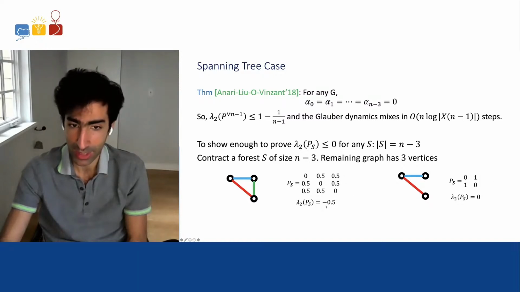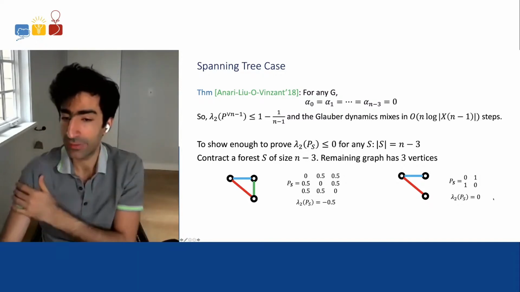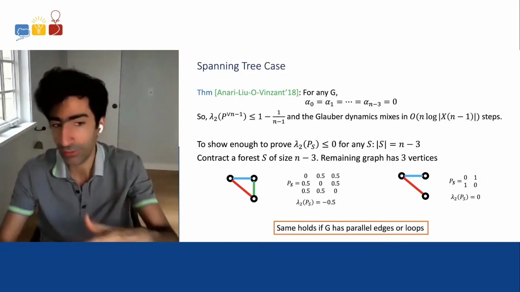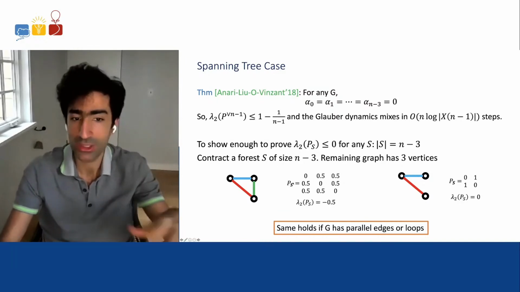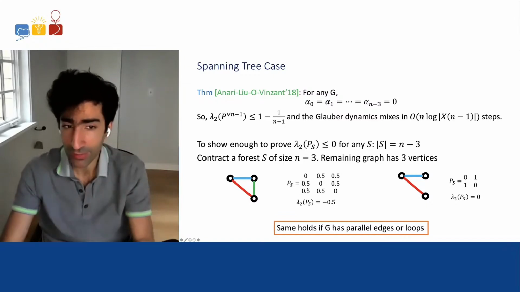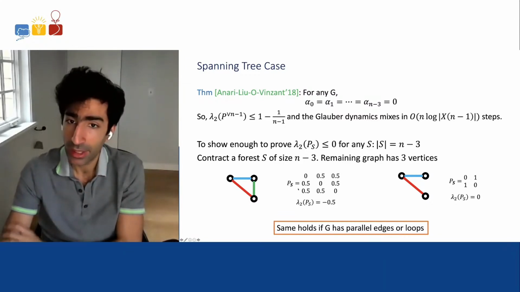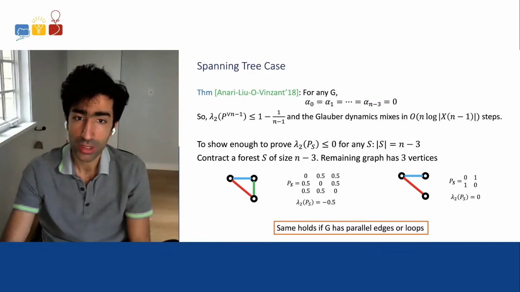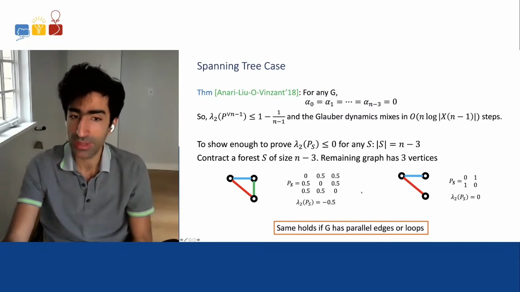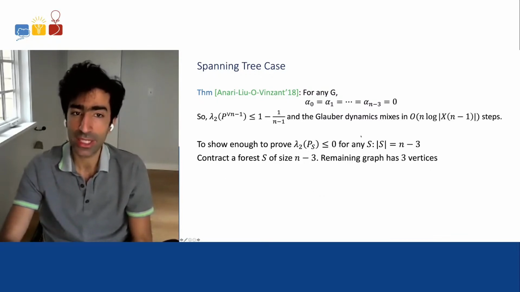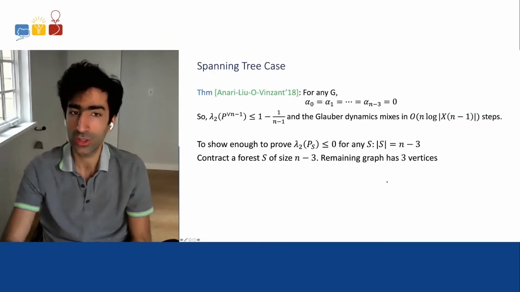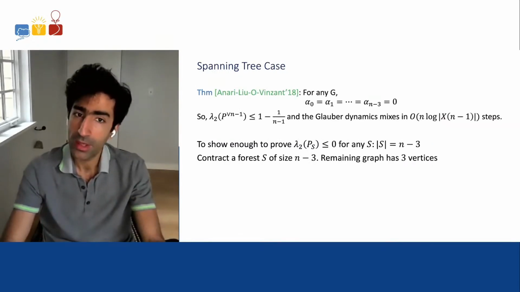Here you get the second eigenvalue -0.5. On the right, you get the second eigenvalue 0. And that's it. There are some other cases. After contracting this forest, you may have some parallel edges or loops. But that doesn't change eigenvalues much, and you still get the same bound. So this immediately says that I can let alpha of n-3 be 0, and then by the theorem I just explained, if alpha of n-3 is less than or equal to 0, all alpha i's are less than or equal to 0, and that's all I need to prove.